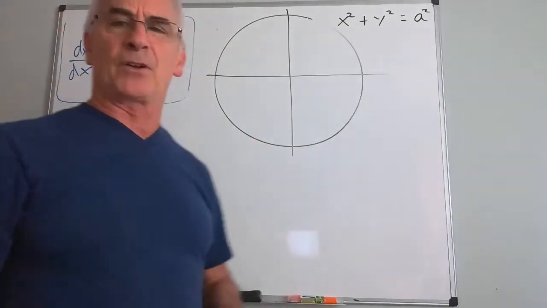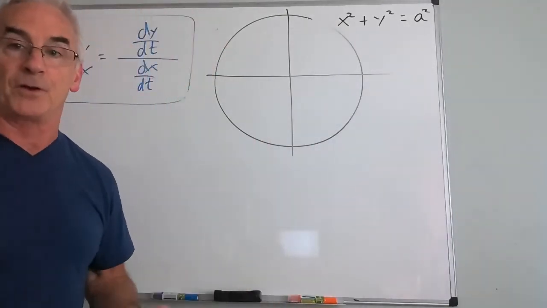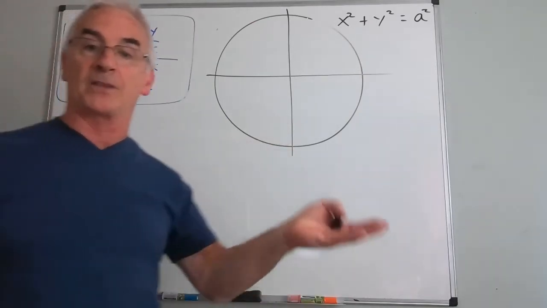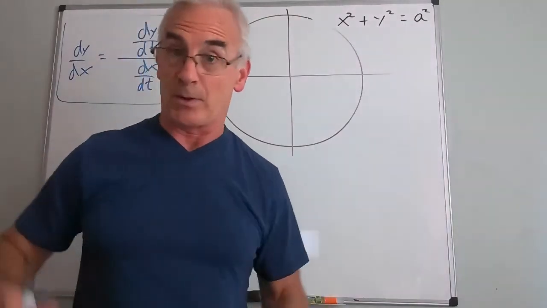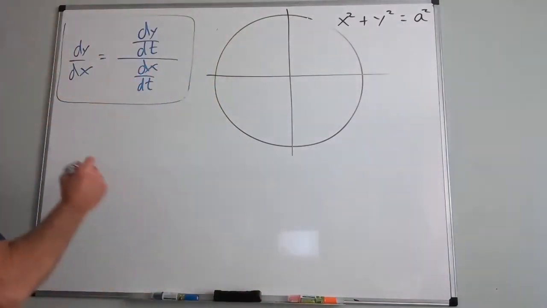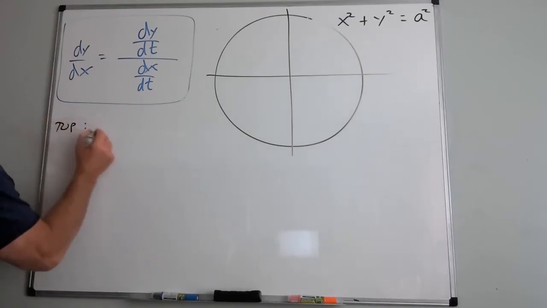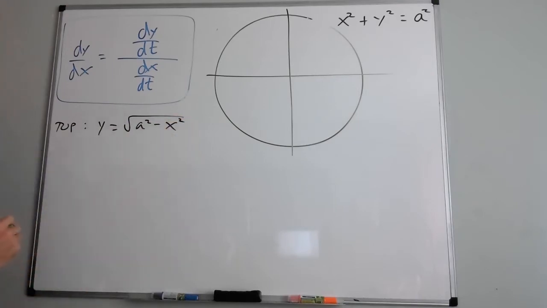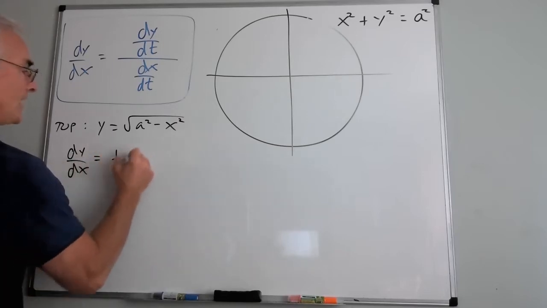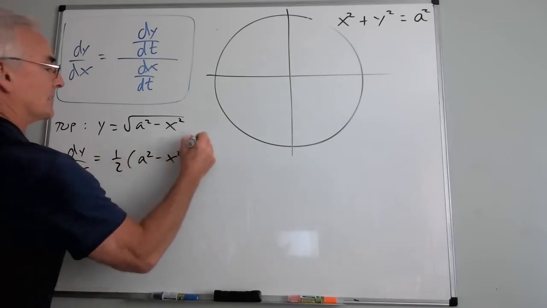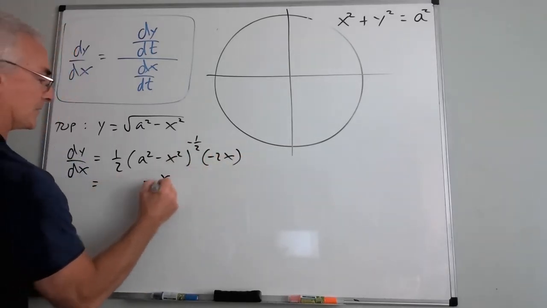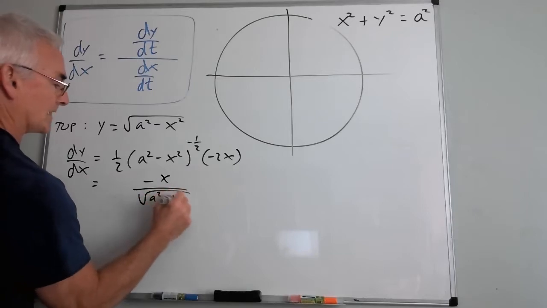But that's a really difficult problem to do because that's not a function. So in Calc 1, what we did was we said, well, let's write top half, bottom half, find those two derivatives independently and do it that way. That was absolutely correct. So let's start with that one. So the top half would be y equals the positive square root of a squared minus x squared. So dy/dx for the top half would be 1/2 times (a squared minus x squared) to the negative 1/2 times negative 2x, which is simply negative x over the square root of a squared minus x squared.